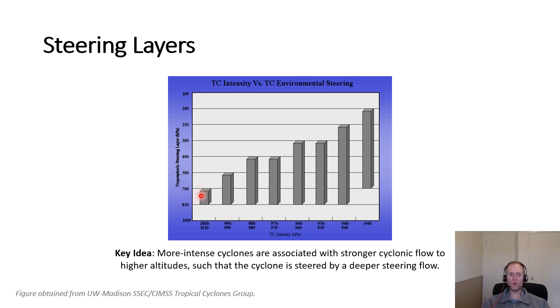So for these really weak tropical depressions and weak tropical storms, you're looking at a steering flow that only extends between about 850 and 700 hectopascals. But as the cyclone's intensity increases, as you go further to the right on this diagram, in general you extend that steering layer to higher and higher altitudes, such that 940 to 949 millibar minimum sea level pressure is an 850 to 250 hectopascal steering layer or steering flow.